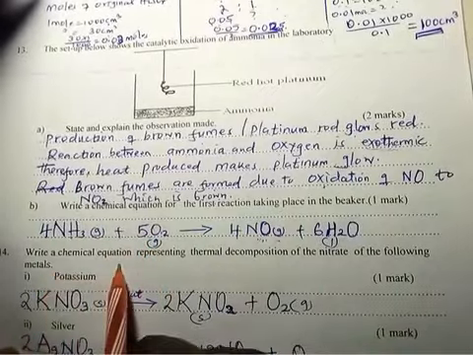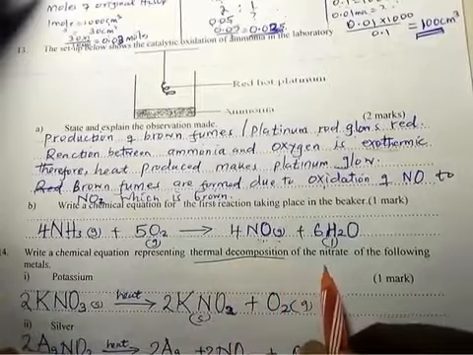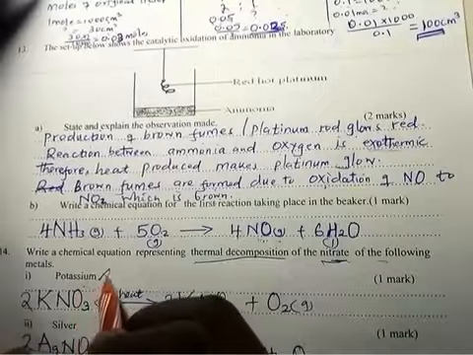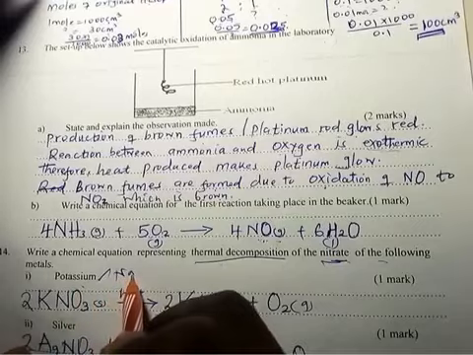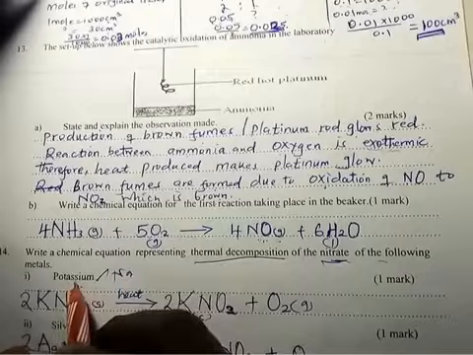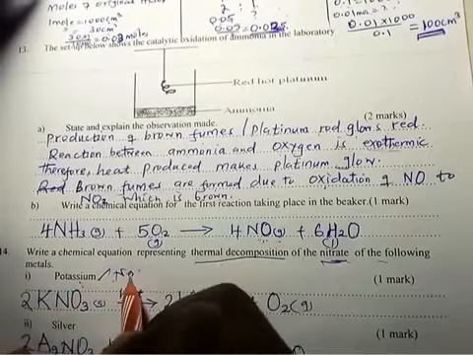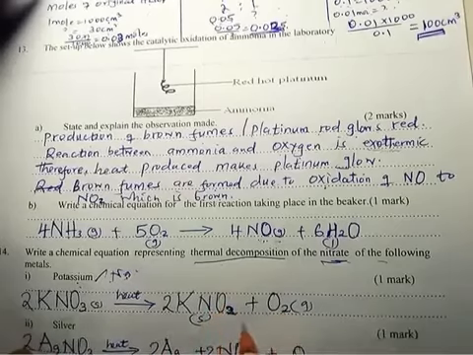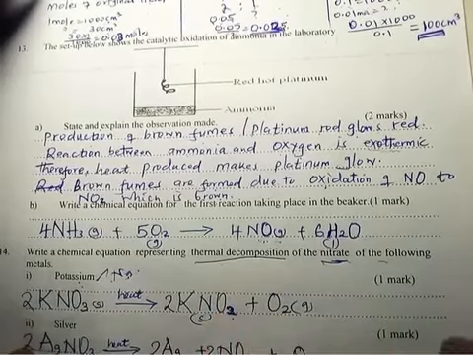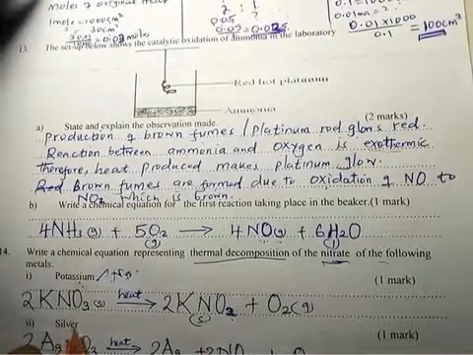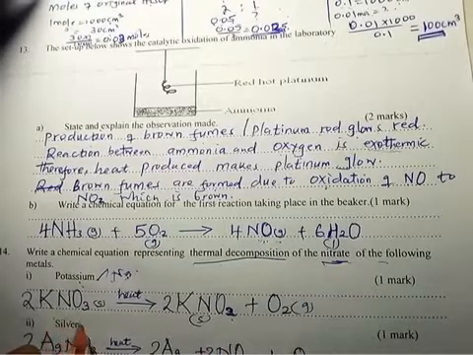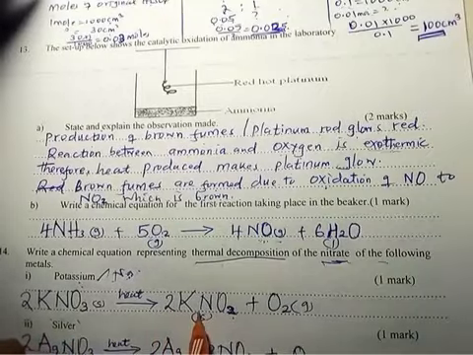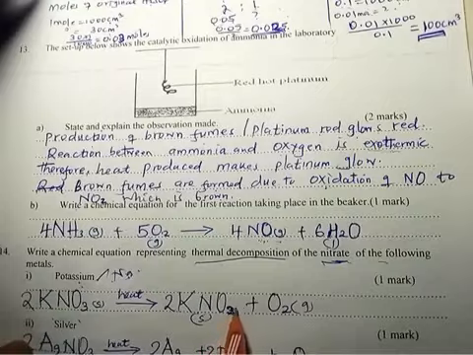Write the chemical equation representing the thermal decomposition of the nitrate of the following. Remember, the nitrates of potassium and sodium are different from the others. When potassium nitrate or sodium nitrate are heated, they produce potassium nitrite plus oxygen. Others, like copper nitrate and lead nitrate, will produce the oxide, nitrogen(IV) oxide and oxygen.